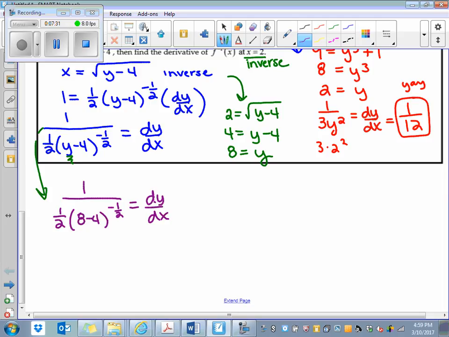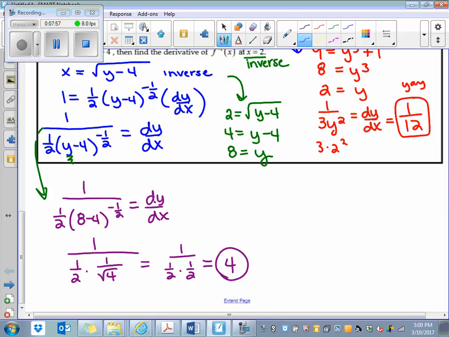Now, if you were wimpy, you'd be like, I need my calculator. But you don't, because you're tough, because you're calculus students. So you realize that's 1/2 times 1 over the square root of 4. That's 1 over 1/2 times 1/2. That's 4. Hooray!